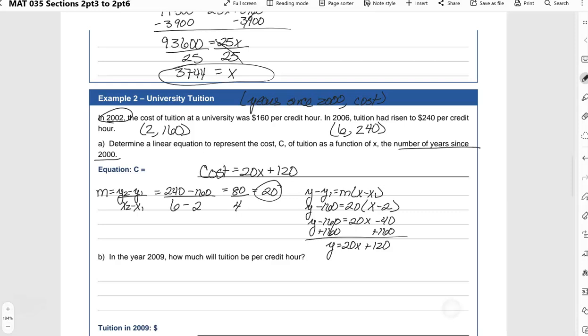What this is telling us, slope, remember, is rise over run. In this case, my rise is in terms of cost, and my run is in terms of time. Because I've got 20 as my slope, 20 is the same thing as 20 over 1. So for every increase of 1 year, so each year, that cost is increasing by $20 per credit hour.